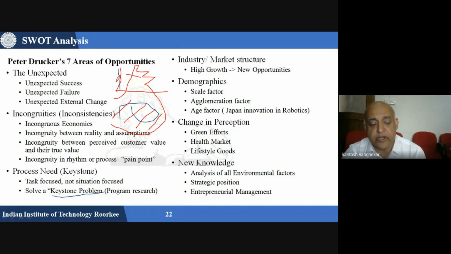So here you have to be very task focused and not situation focused. Once you identify the keystone problem, you will be able to solve the problem. So many times, please go into the depth and the detailing. When you are making the analysis, you find certain problems, but don't work directly on the problem. Please see the roots of the problems. What is the cause of the problem? Then you take the action. Then only your SWOT will be successful.